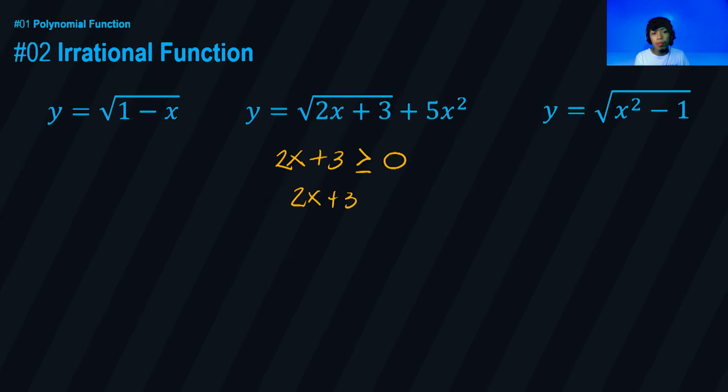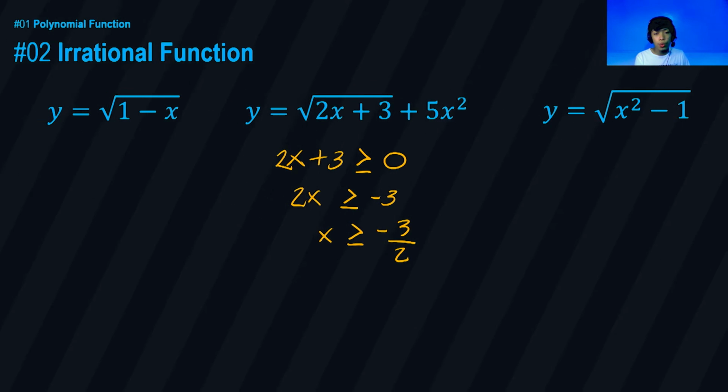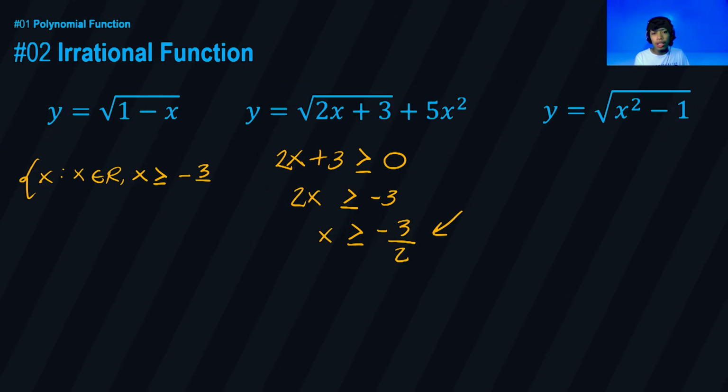This will be 2x plus 3. So this is 2x greater than or equal to negative 3. And solving for the value of x, x is greater than or equal to negative 3 over 2. So this is your minimum value of x. So x should be greater than or equal to negative 3/2. So your domain will be, let me write it here, x such that x is a real number, but it should be greater than or equal to negative 3/2. That's your domain.